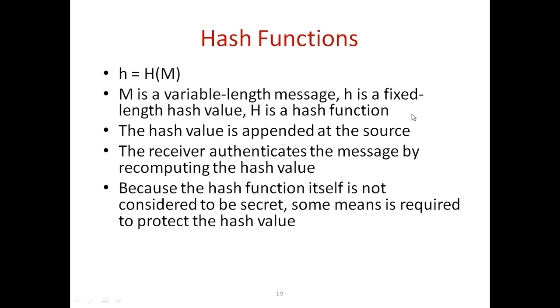Then h is the hash function. What does this mean? The hash function h is applied on the message, and then you get the hash code or message digest. This hash value, like in previous cases, is appended to the source message. The receiver authenticates the message by recomputing the hash value, because the hash function itself is not considered to be secret. So it is required to protect the hash values also. This is about a simple hash function.